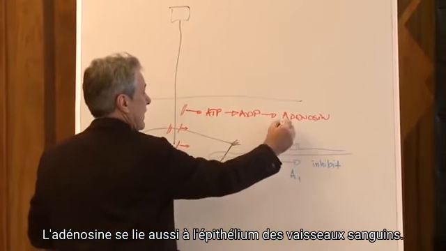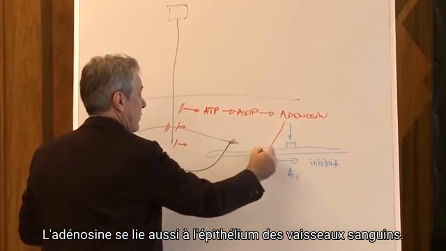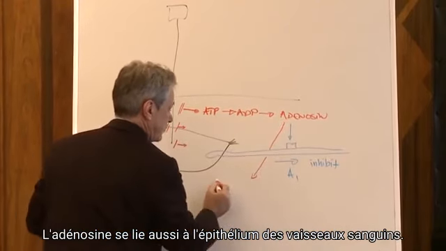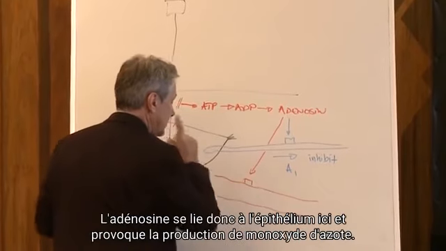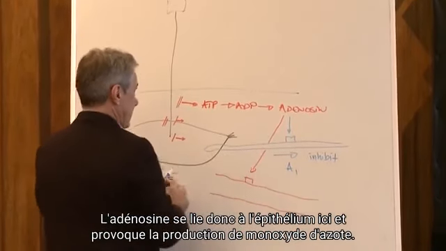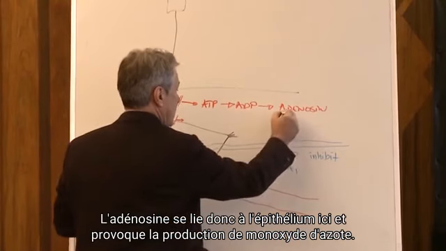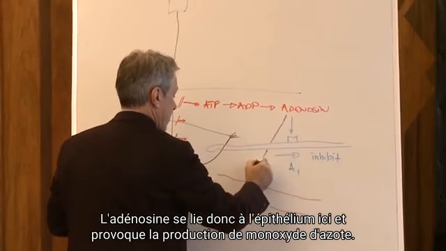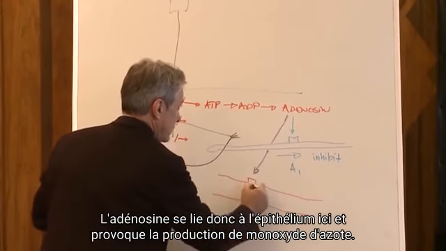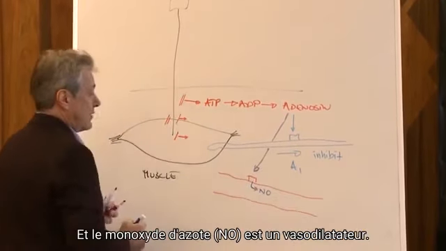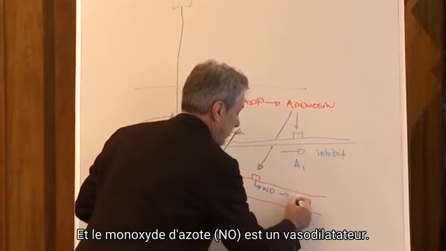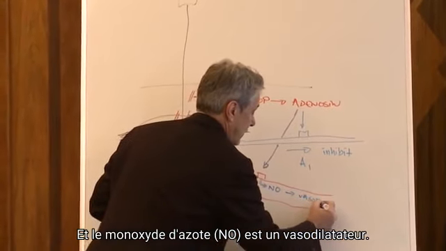Adenosine is also doing another thing. Adenosine is also binding to the epithelium of blood vessels. So what we will find is that adenosine actually binds here also to the epithelium here and then induces the release of nitric oxide. And nitric oxide is a very potent vasodilator.